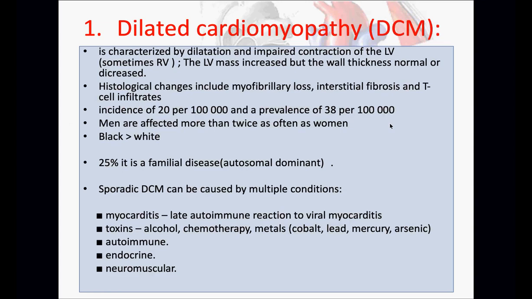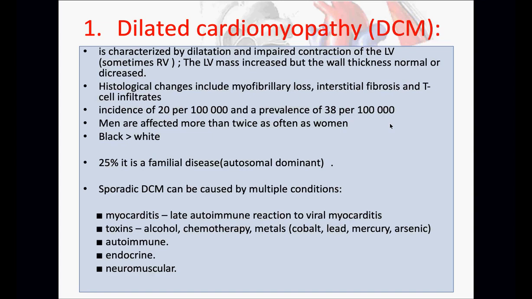Now we talk about dilated cardiomyopathy. Dilated cardiomyopathy is dilation and impairment of contraction of the left ventricle and sometimes the right ventricle. The LV mass is increased, but wall thickness is normal or decreased. Histologically, there is myofibrillary loss. Incidence is 20 cases per 100,000.